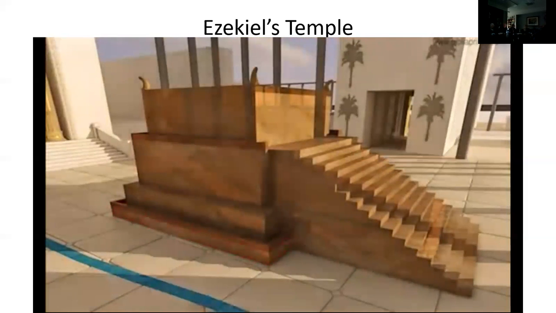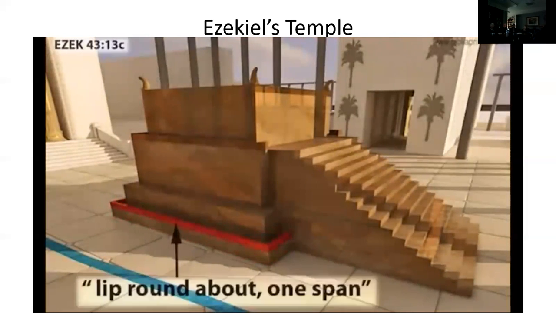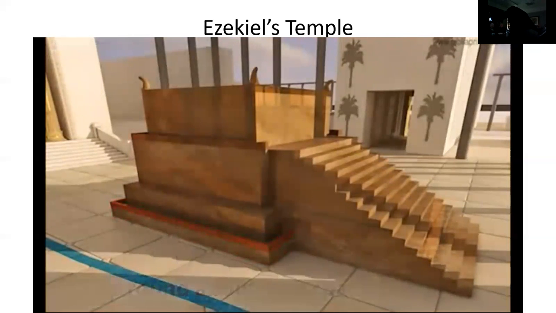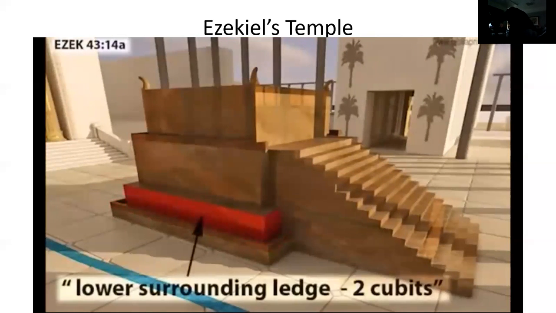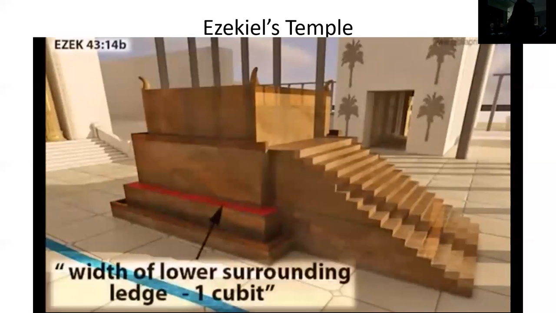That's the altar. That's where they did their burning. From here to here is 4 cubits. So it's 4 times the side of, if we were to stand this table up, it would be 4 tables tall.